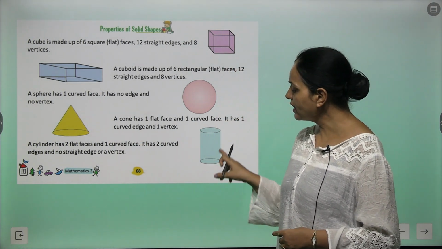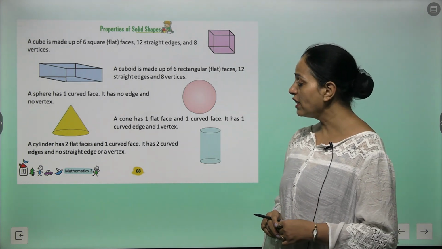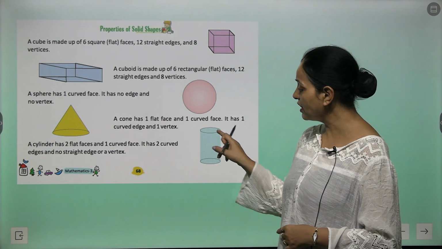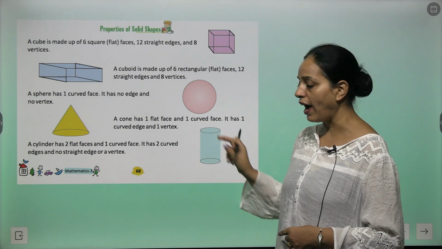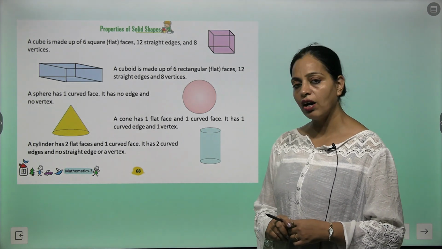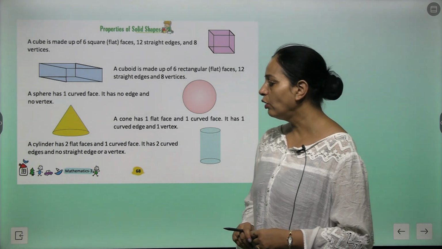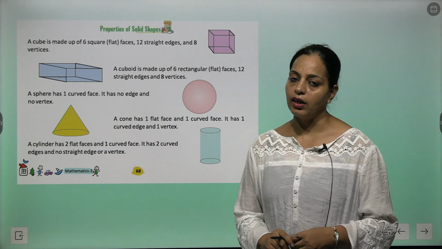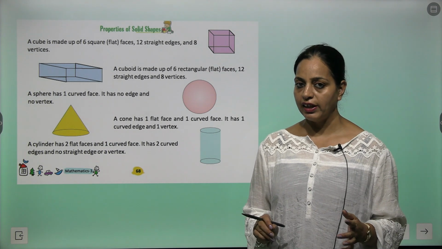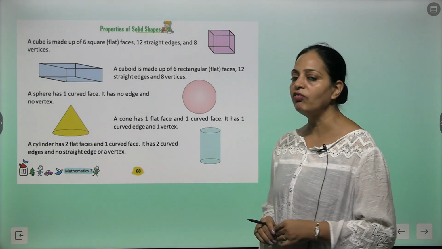Now the next one is a cylinder. You can see, you have seen cylinder at your home. So cylinder has two flat faces. These two are flat and one curved. जिसके चारों ओर है, that is one curved face. So it has two curved edges and no straight edge or a vertex. इसमें कोई corner नहीं है, कोई straight edge नहीं है. Okay, only two curved edges.